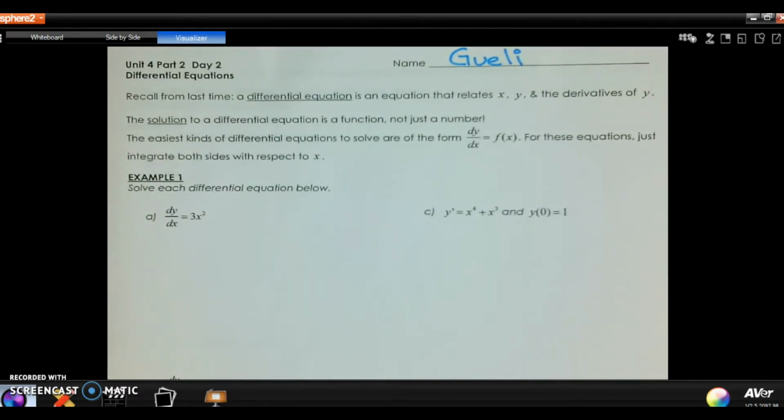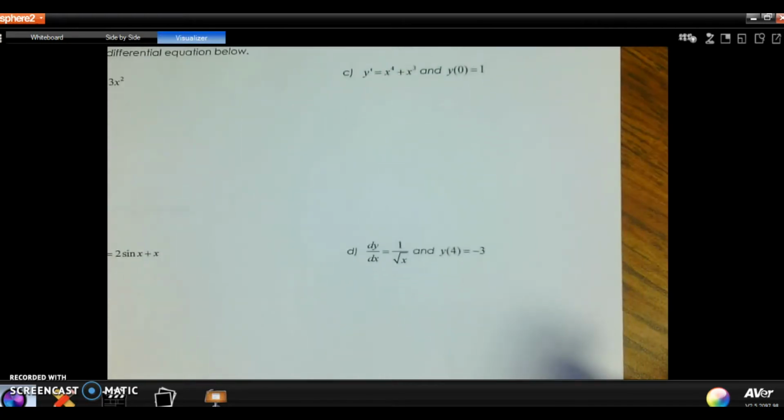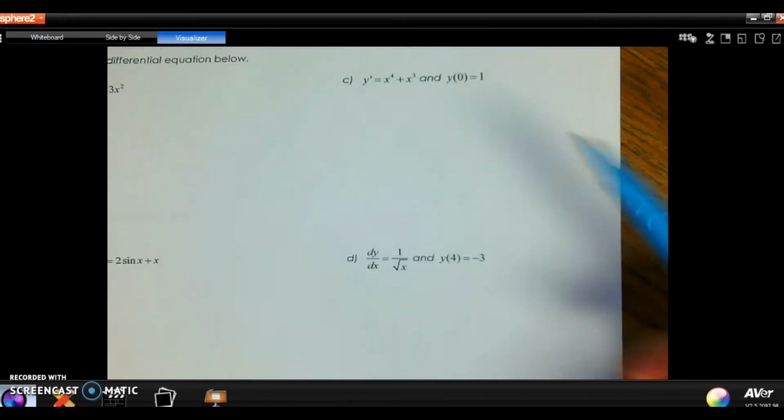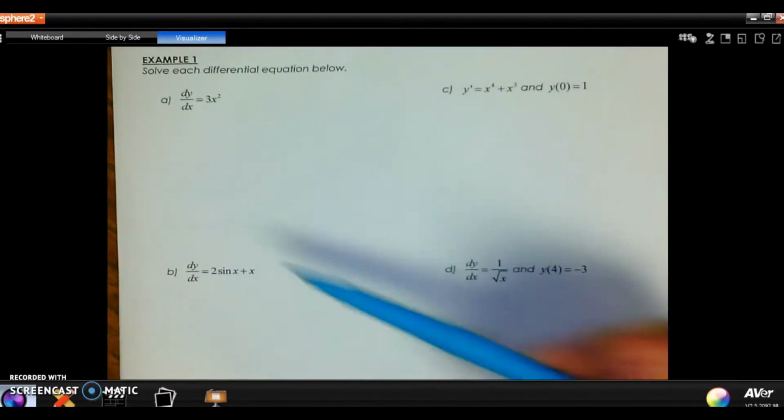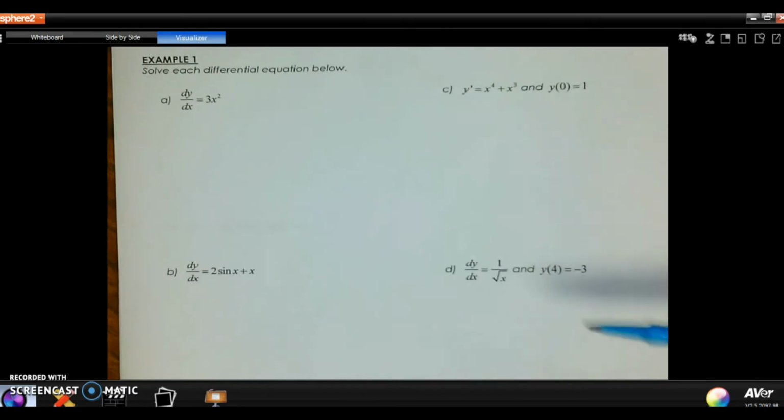So the first type is if you are working with a differential equation and there are only x's. All these examples on this first page only have x's on the right-hand side. The two, c and d, are different because you also have an initial condition along with them. If that's the case, what you want to do is just integrate both sides with respect to x.